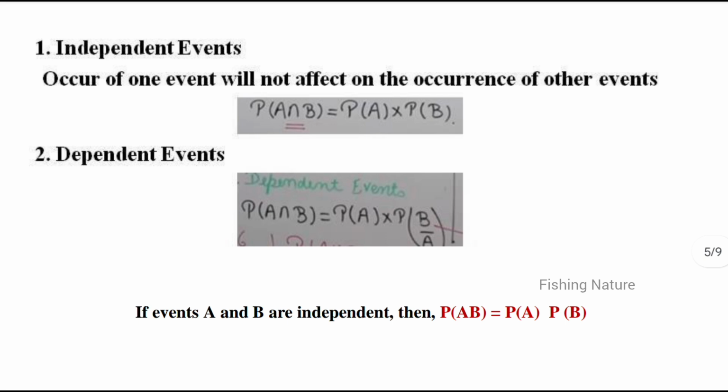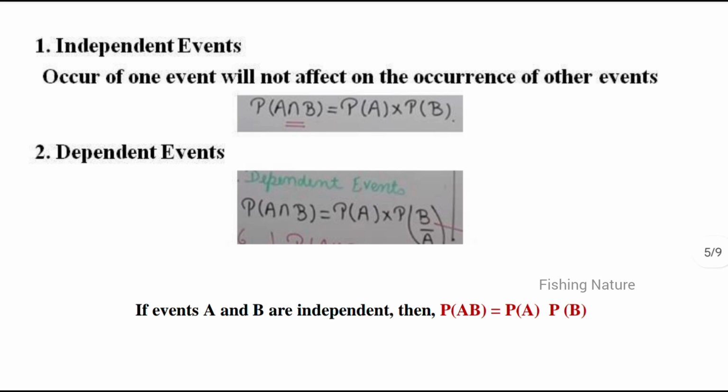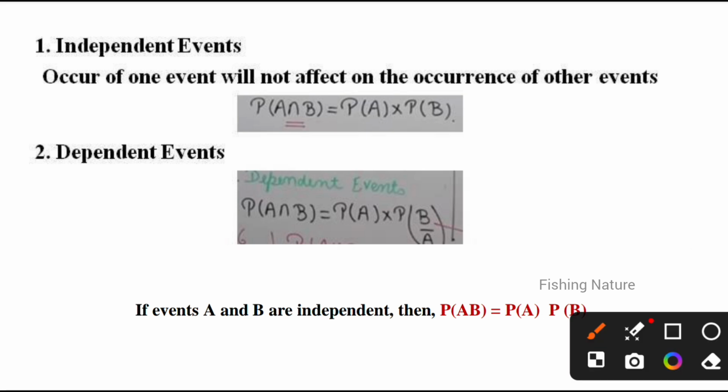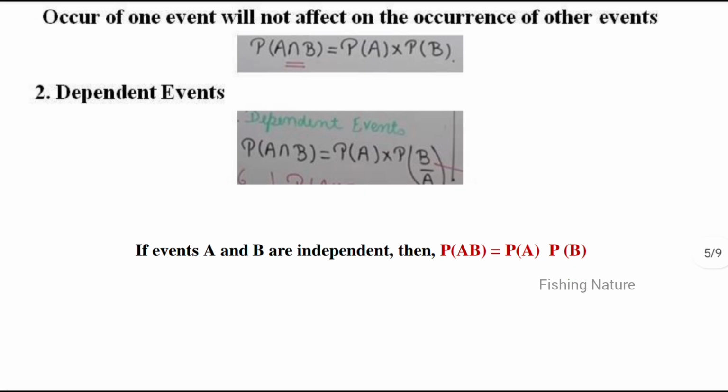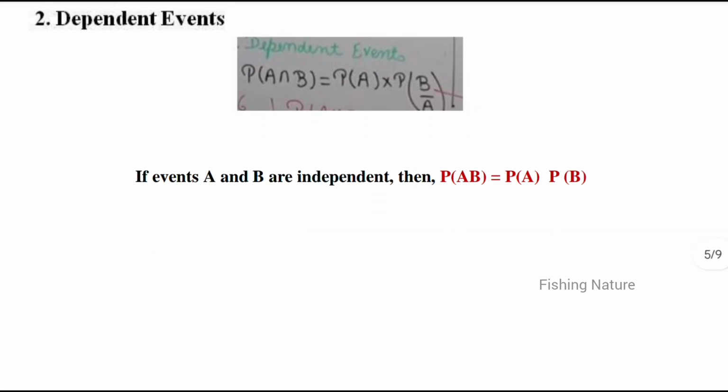Next, independent events. You have to remember these formulas. It is very important for solving the problems in the JRF. Occurrence of one event will not affect the occurrence of other events. It is the formula for independent events. Dependent events means one value depends on the other event. If events A and B are independent, then P(AB) = P(A) P(B); otherwise they are dependent events.